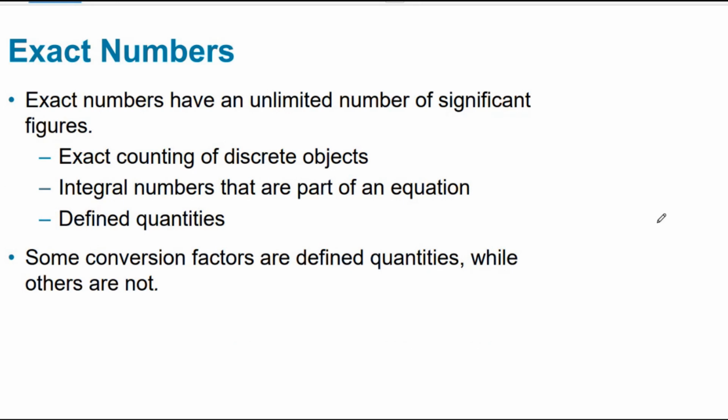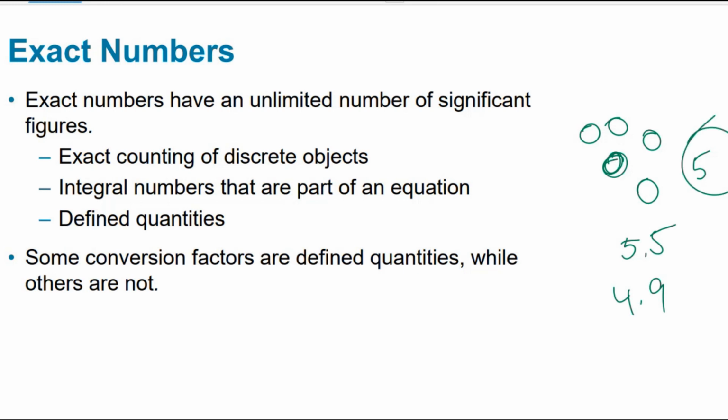Exact numbers have an unlimited number of significant figures. So, for example, discrete objects like marbles are exact. We don't count half of a marble, right? I mean, you shouldn't unless they're broken, right? So if I had 5 marbles, I would have exactly 5 marbles. I wouldn't have 5.5 marbles. I wouldn't have 4.9 marbles. I would have 5 marbles. Discrete objects are exact. If I had 5 pennies, I would have exactly 5 pennies. Okay. So they have an unlimited number of significant figures.